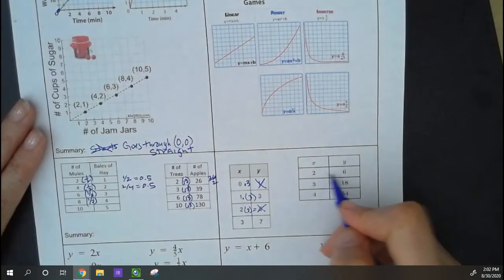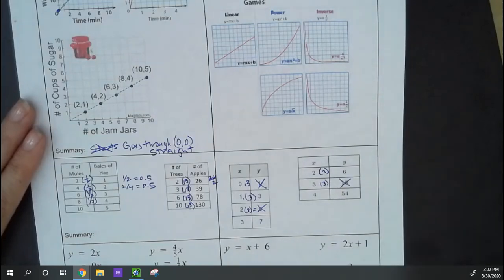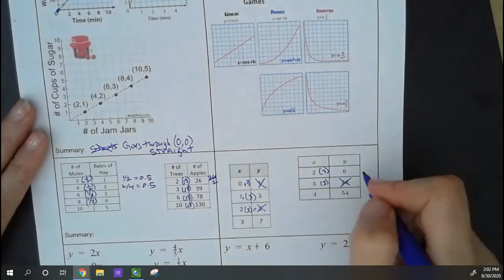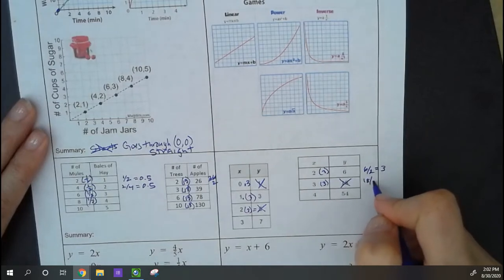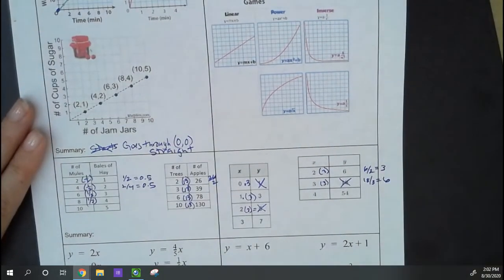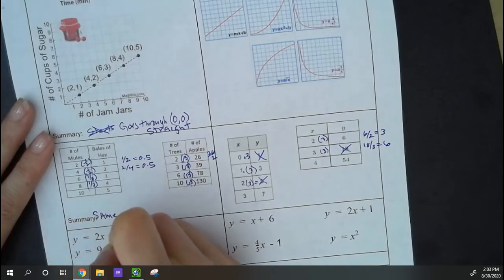So here, it looks like the rule is again timesing by 3. It needs to work every time. If I try timesing this by 3, it doesn't work. It doesn't get me what I'm looking for. So you can also check to see that their y over x ratios are not the same. This one was 3. This one was 18 divided by 3, which is 6. So it's not the same multiplying rule. Okay, so the summary is you need the same multiplying rule each time.